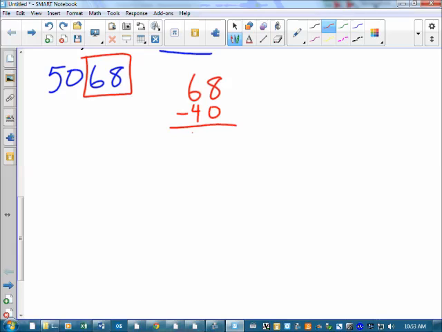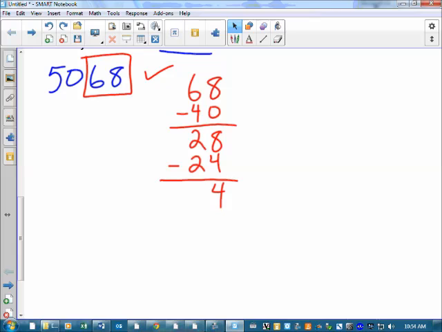Okay, so if I subtract that, I get 28. A number that I know 4 goes into that's close to that is 24. So I'm going to subtract 24 and see where that puts me. And I have 4 left over. Does 4 go into 4? You betcha. So that means that 4 is a factor of 5,068.